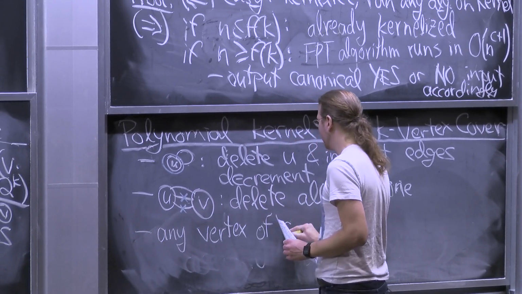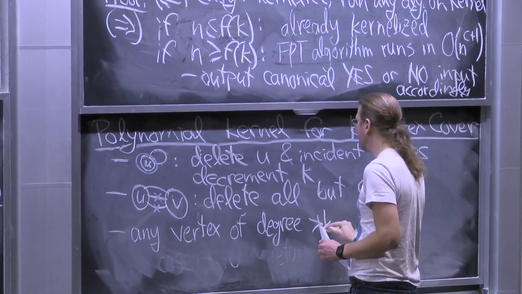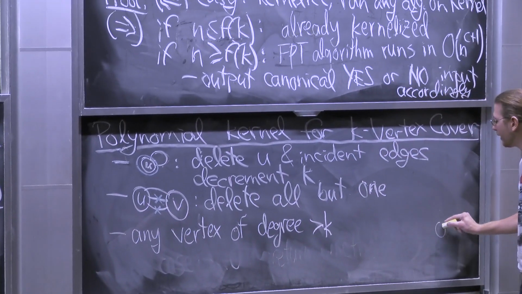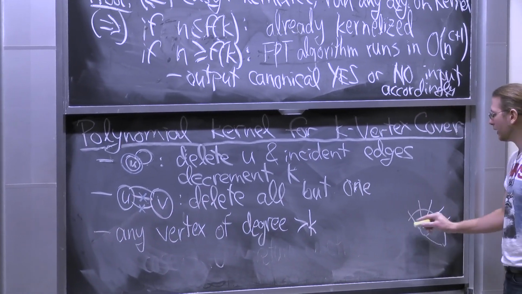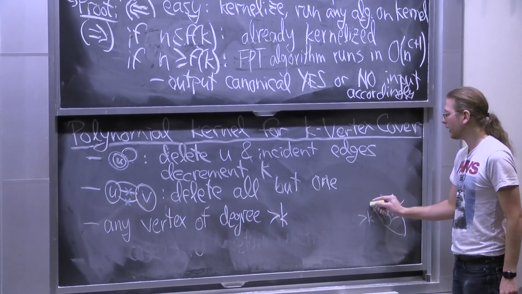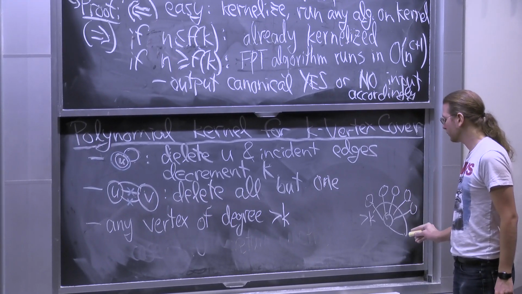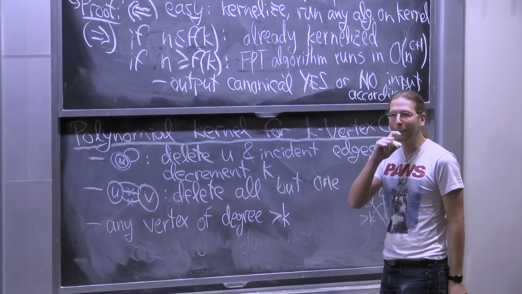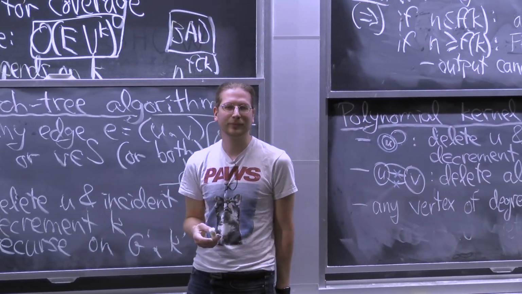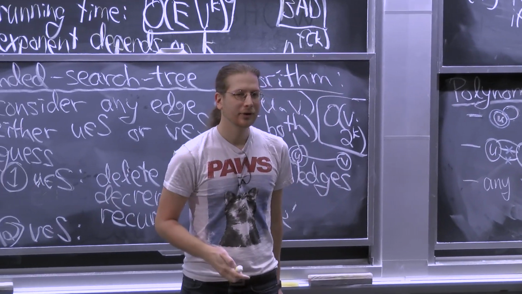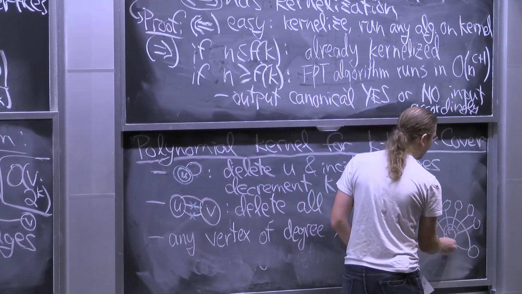All right. Next thing I want to think about is a vertex of degree greater than k. k is the current value of k. So suppose I have a high degree vertex, more than k edges outgoing from it. What can I say then? You must put it in the cover. Why?